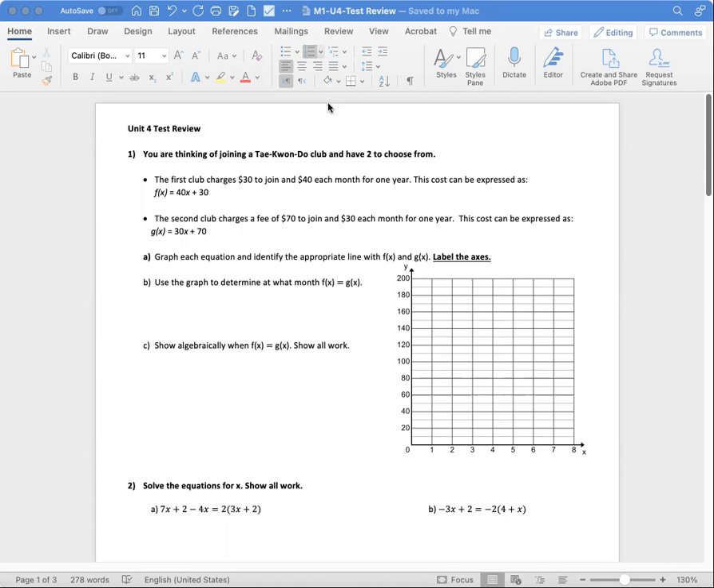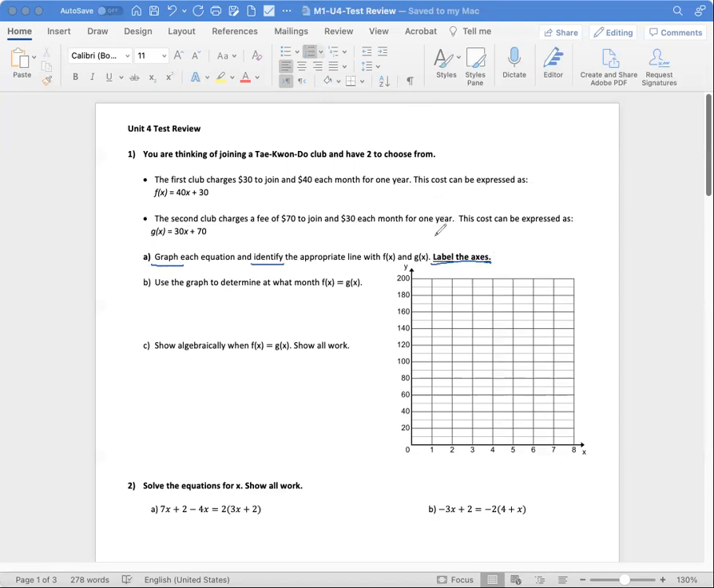Now, part A says, graph each equation and identify the appropriate line with f of x and g of x, and label the axes. So make sure that you highlight the action verbs. You want to graph each equation, identify the lines, and then label the axes. So you have 3 things to do.